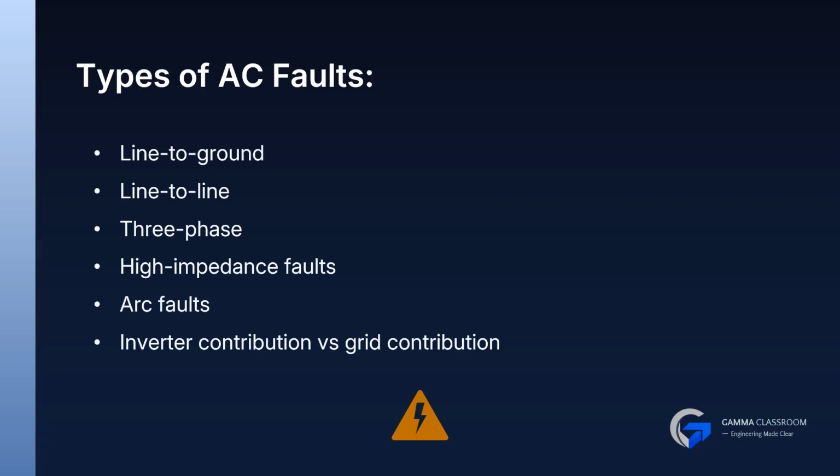AC faults come in several forms. Line-to-ground faults are most common. Three-phase faults are the most severe. High impedance faults and arc faults are harder to detect. In solar systems, inverter fault current is limited, but grid fault current is very high. This difference is critical for coordination.